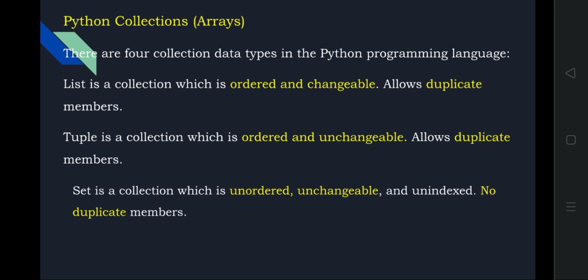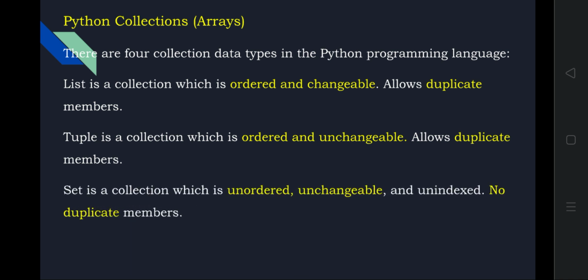The next collection is the set. Set is a collection which is unordered, unchangeable and unindexed. No duplicate members, so a set does not allow duplicate members. That means we cannot have the same element again and again. Only once can the element be available. The nature of the set is that it is unordered. That means there is no need to maintain the order of the elements. They can be in any order, and it is unchangeable. Once the set is defined, we cannot keep on adding values to the set. So the nature of the set is that it is unordered and unchangeable. It also does not allow duplicate members.